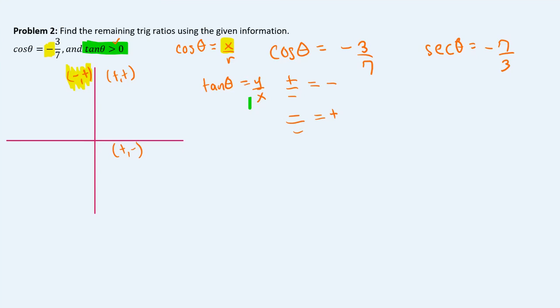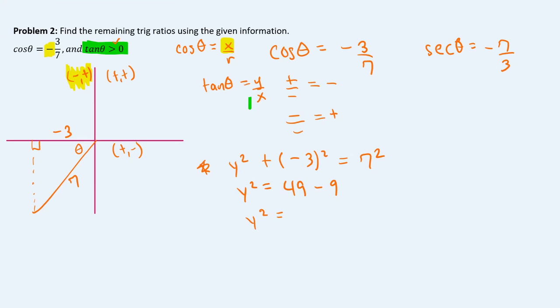So now let's do that. So if we put it in quadrant 3, let's draw our right triangle. Put in theta. It says cosine is -3 divided by 7. So adjacent would be -3. Your hypotenuse is 7. So that means we need to use the Pythagorean theorem to find out what the missing side is. So we have y squared plus -3 squared equals r squared. So that means y squared is 49 minus 9, since -3 squared is 9. And so then that means y squared is 40.